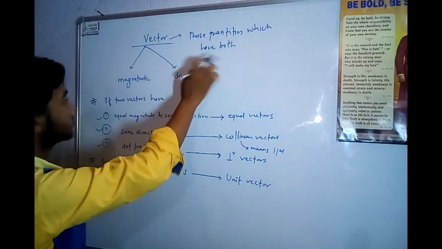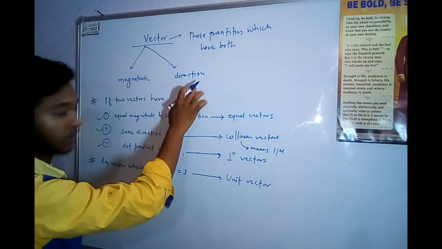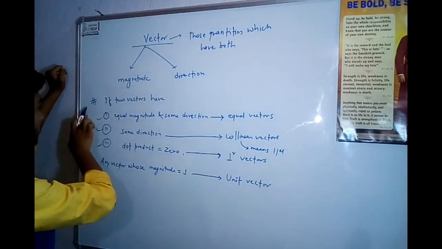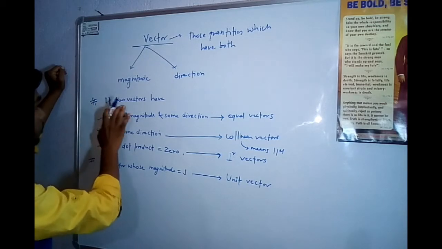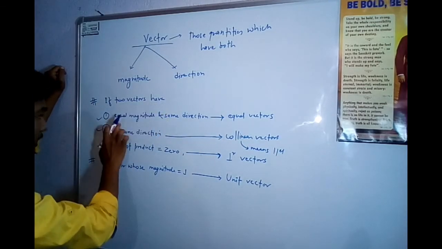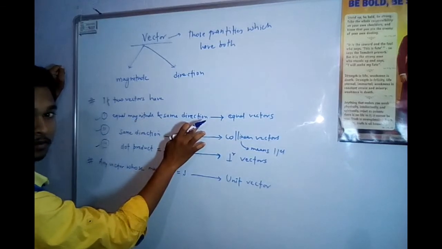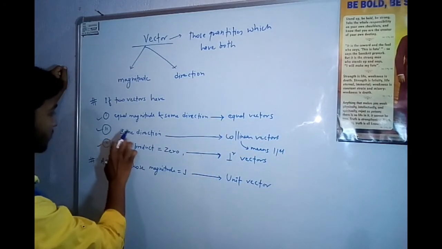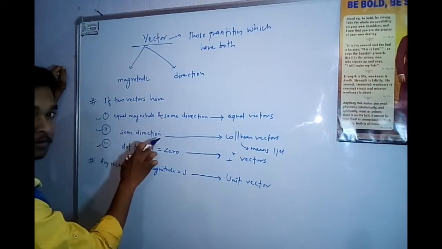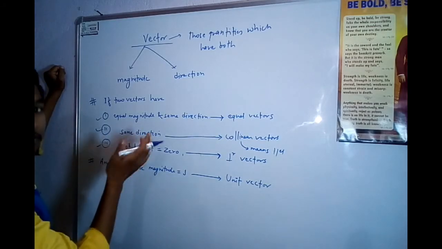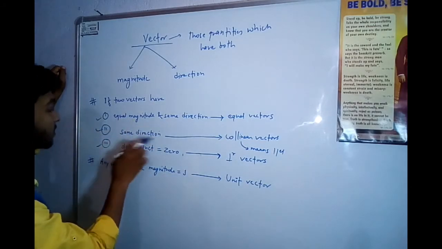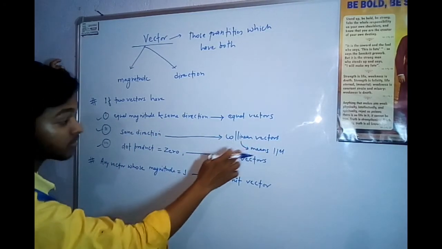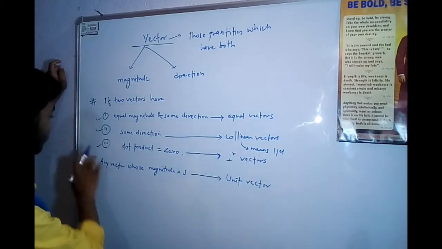Vectors are those quantities which have both magnitude as well as direction. Such types of quantities are called vector quantities. If two vectors have equal magnitude and the same direction, then such vectors are called equal vectors. Second, if two vectors have the same direction and the magnitude may or may not be equal, then those vectors are called collinear vectors, that means parallel vectors.